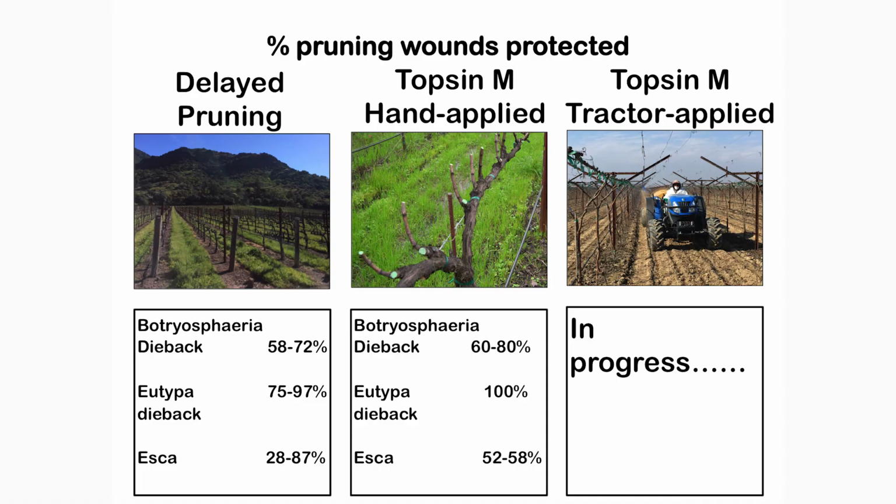Delayed pruning and hand applications of Topsin have been tested in different studies against the Botryosphaeria dieback, Eutypa dieback, and Esca pathogens. And you see a big range of efficacy for some of these techniques, like delayed pruning for the Esca pathogens. In one study year, it protected 28% of the pruning wounds only, and in another year, it was 87%. There's a really broad range of efficacy for some of these approaches against some of these pathogens in some years.